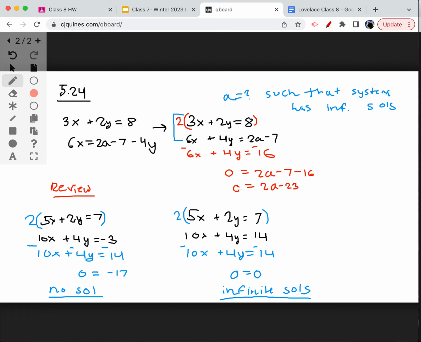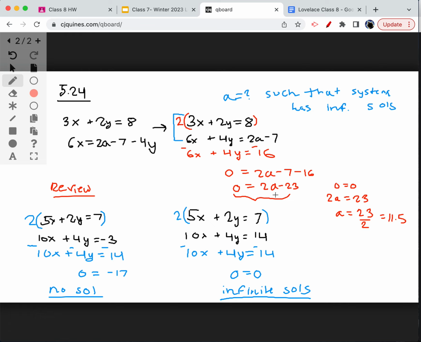So if this system has infinite solutions, then we know that we have to arrive at the statement 0 is equal to 0. So the only value of a that would make this true is 2a is equal to 23, or a is equal to 23 over 2, which, as you said, is 11.5.